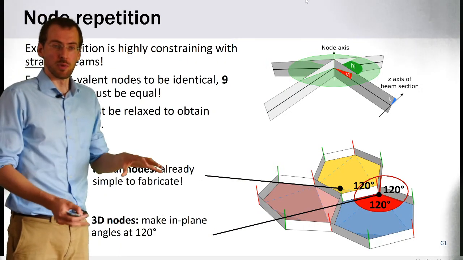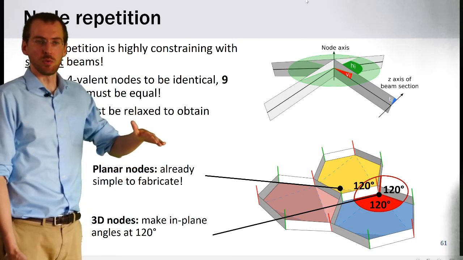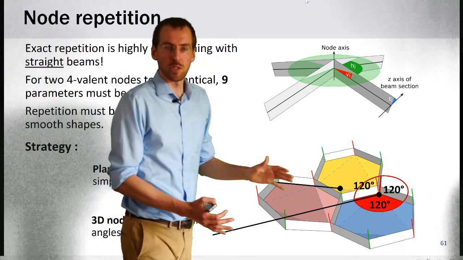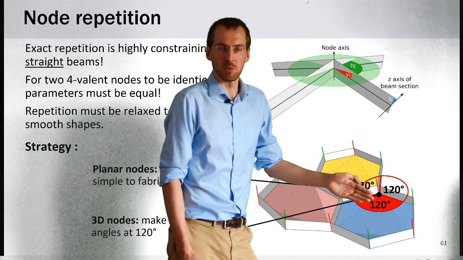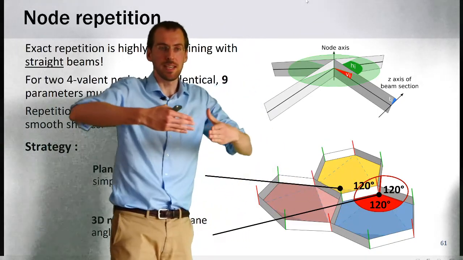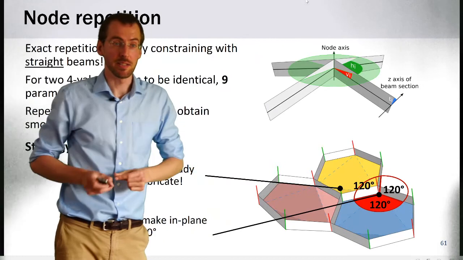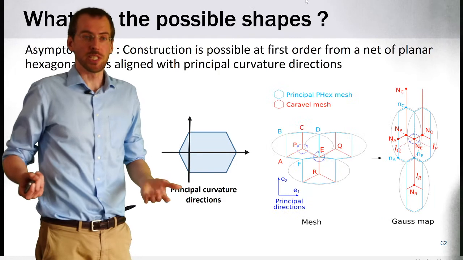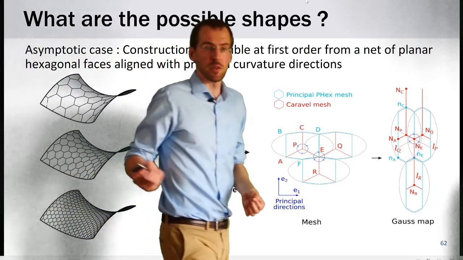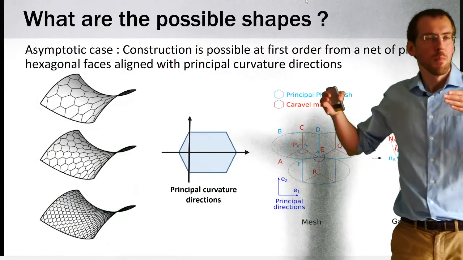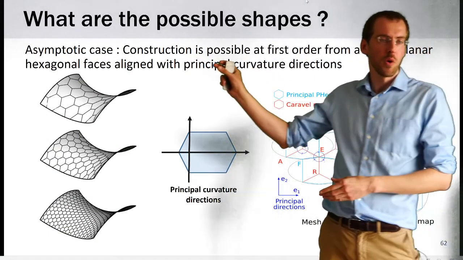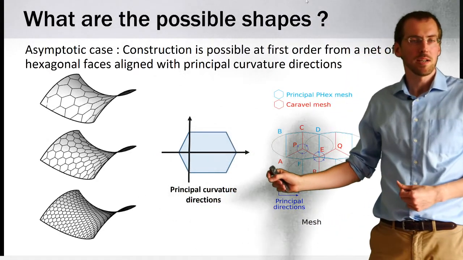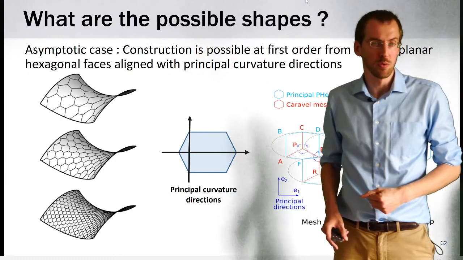We use the fact that we have already planar nodes, which are relatively simple to fabricate. And for the 3D nodes, we propose to rationalize them further by optimizing them such that they have 120 degrees in plane angle. We'll see that this allows to get standard details for this. So now what are the possible shapes with this? Well, again, we turn to the asymptotic case where a mesh is approximating a smooth surface with smaller and smaller edges. We see that in that case, necessarily, the hexagons must be aligned with principal curvature directions to fulfill this property.